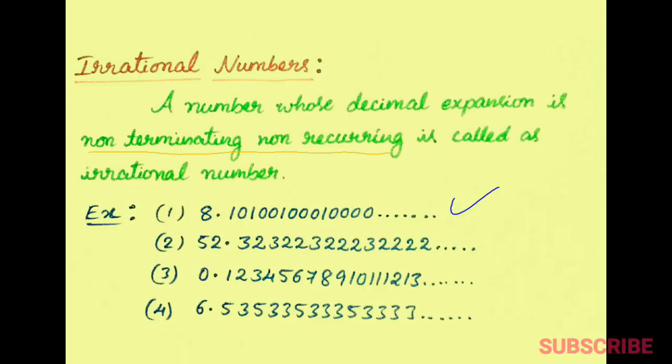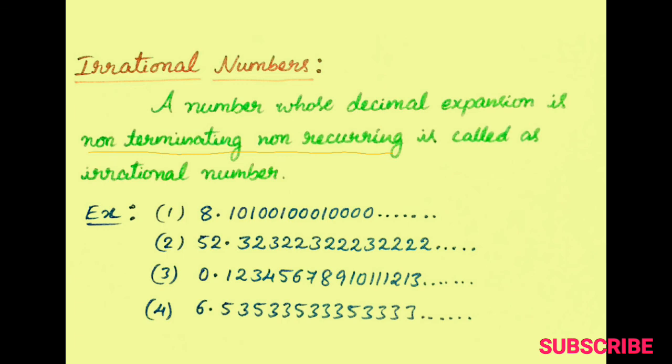See the examples. In first example, the decimal expansion is containing 10, 100, 1000, 10000 with increasing zeros. And it is continuing. Continuing means the pattern is continuing. What is the pattern? 1 0 is there, 1 00 is there, 1 000 is there. It means 0 is increasing. Someone may have doubt that 0 is the repeating term here, but here 0 is not the repeating term. See the pattern. You can easily understand that.